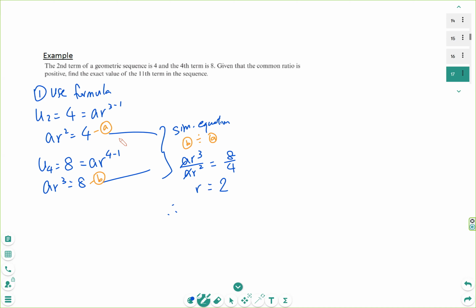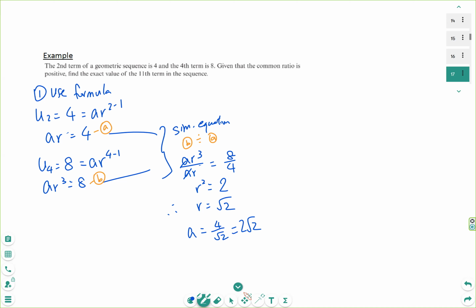So if R equals 2, 2 squared is 4, then A would be, am I right? Hang on. AR to the power 3 minus 1. Oh, I made a mistake in here. That should be 2 minus 1. I was checking my notes. My bad. So R equals R squared equals 2. Therefore, R equals root 2. And if R equals root 2, then A equals 4 divided by root 2, which is 2 root 2.